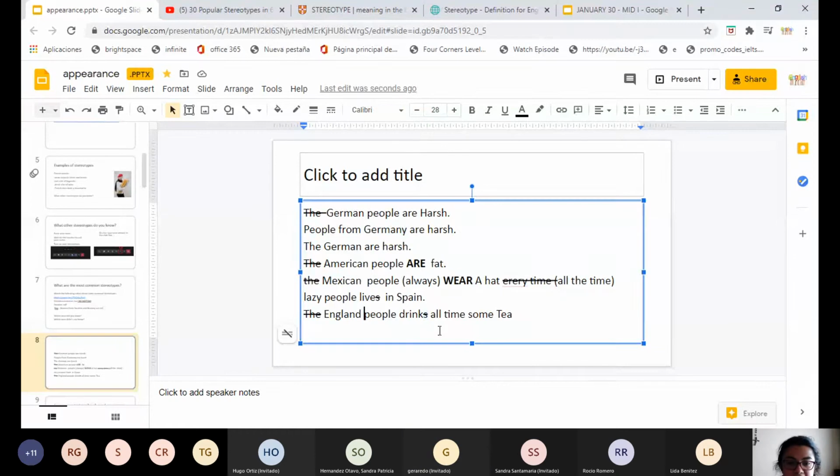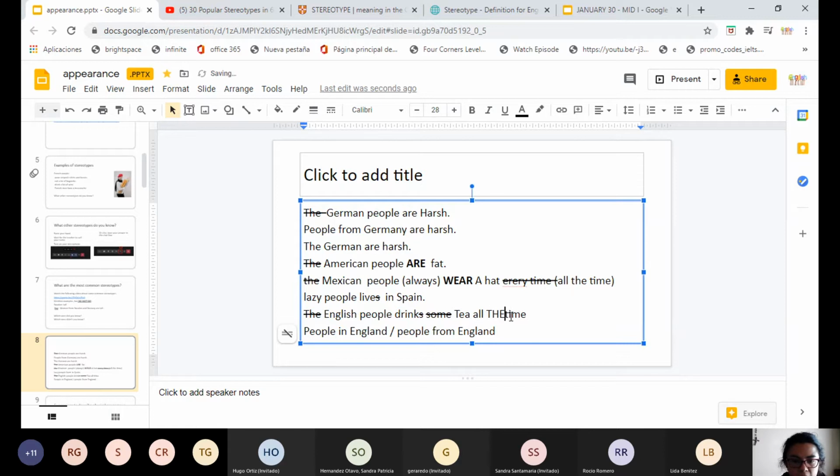Okay, so possibilities, we can say English people. English, okay. English people or people from England. British. British is okay. It's perfect. People in England, people from England. Okay, but no England people, English people. And so English people drink, no drinks, drink tea. Please wait a sec. Drink tea all the time. Not all time, all the time. Remember the word is all the time.